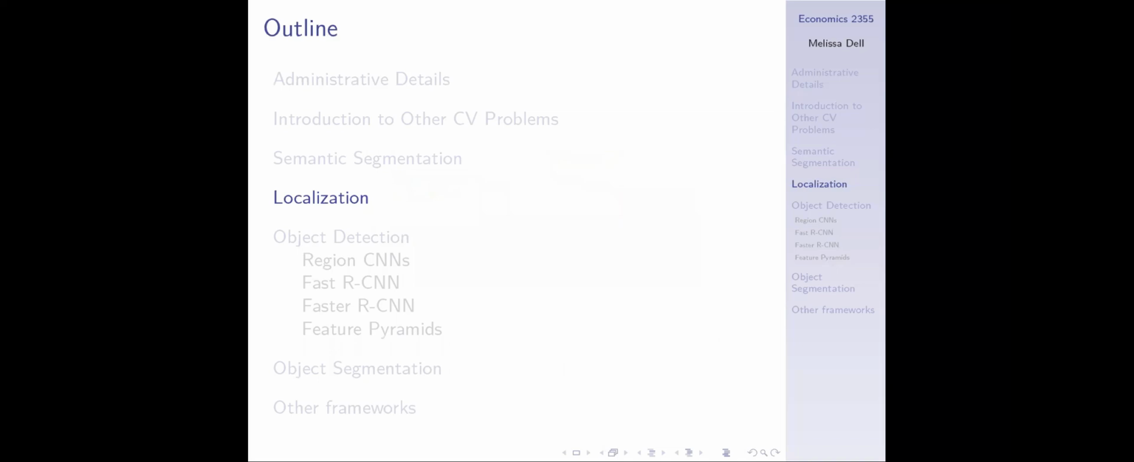Okay, so that's semantic segmentation. Does anybody have any questions about how that works?